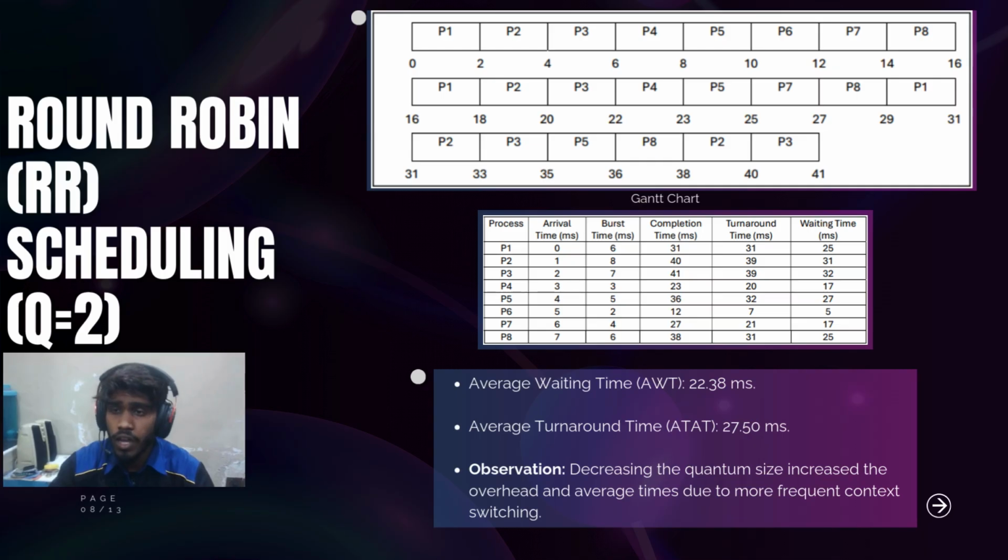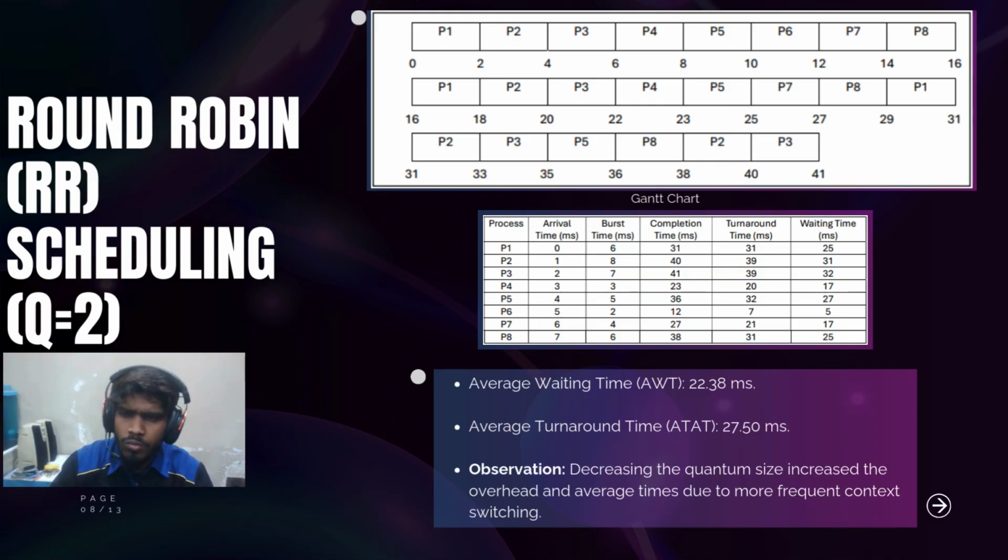So now we are at round robin scheduling with quantum 2. Like quantum 4, quantum 2 is not that much different. But we can see in the Gantt chart, there are more frequent context switches, where process 1 happened 3 times, process 2 happened 4 times, and then process 3 happened 3 times, and so on and so on.